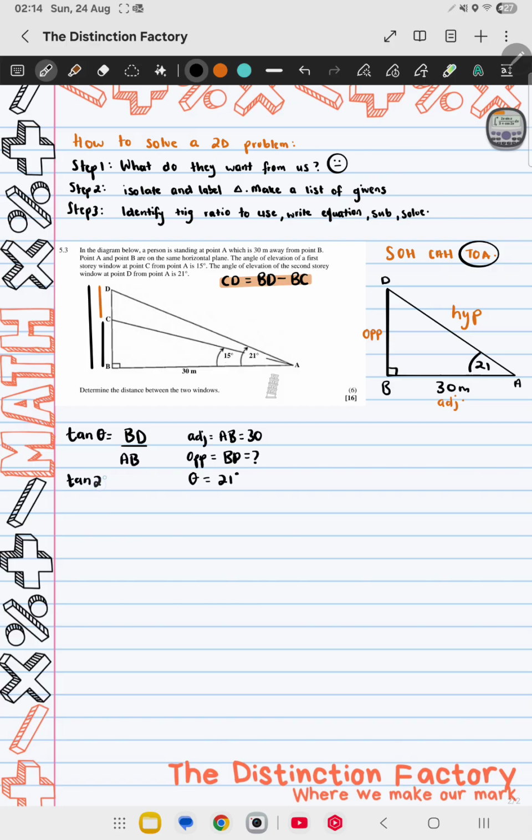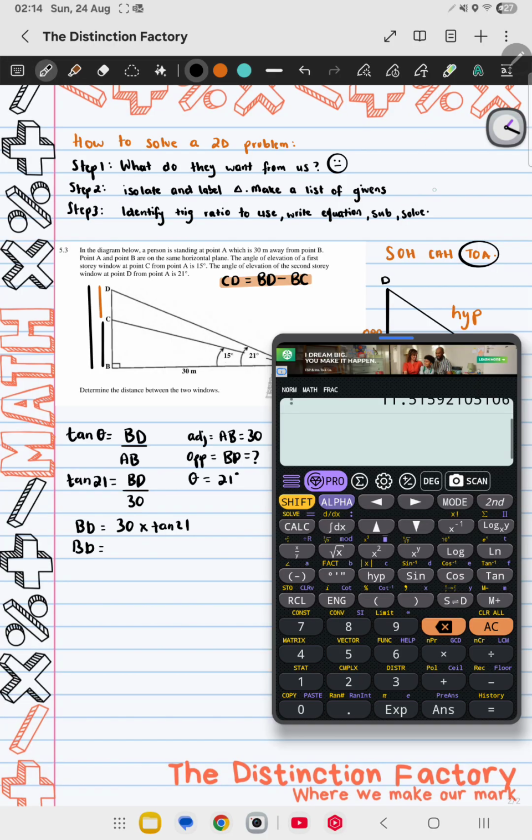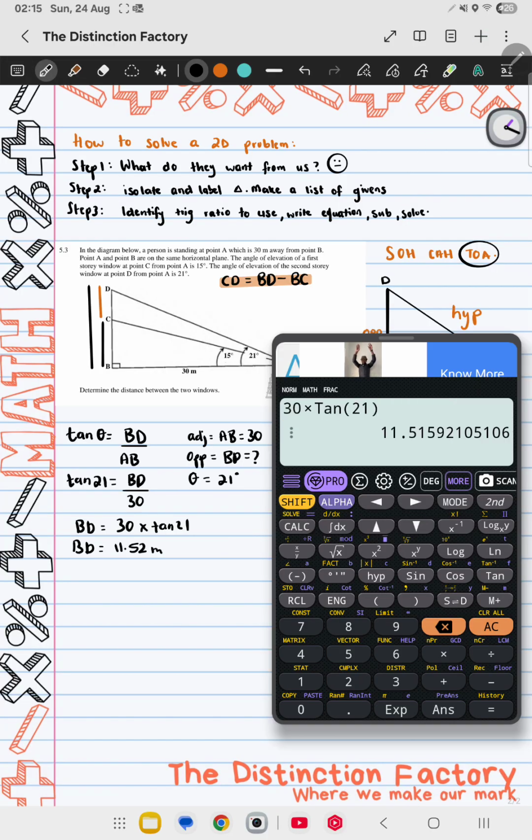So substitution, we've got tan of 21 is equal to BD, which is what we are solving for, over AB, which is 30. And from there, we can solve for BD by taking the 30 across the equals sign. Because it is your divisor on the right-hand side, when I move it across, it becomes multiplication. So we have 30 times tan 21. And we can now just put this straight into our calculator and get our answer. All right, so that gave me 11.52 meters.